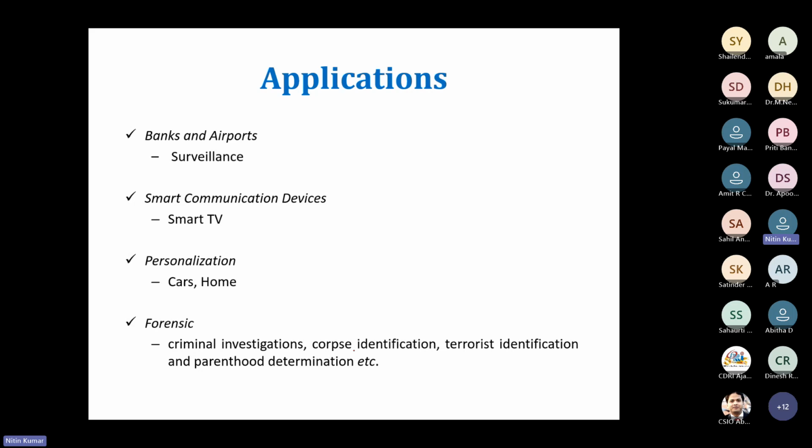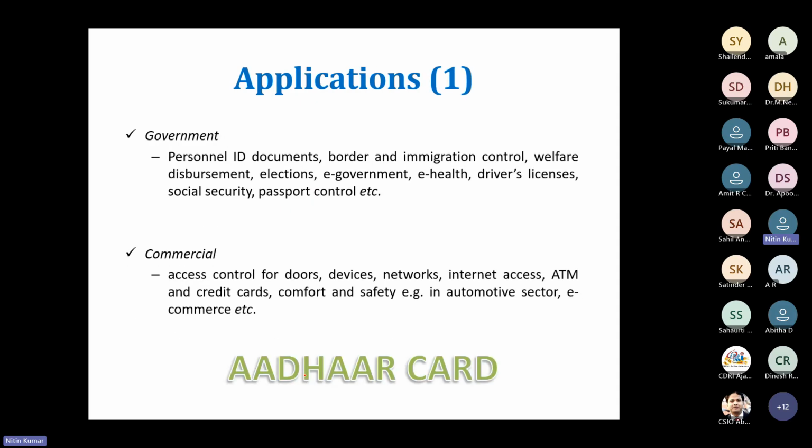That is possible if we have the data of all people, then we can identify who the person is. Terrorist identification also, and parenthood determination is another application. Government applications: a lot of applications nowadays you see everywhere, like personal ID documents, border and immigration control, welfare disbursements. We have e-government, e-health. A lot of applications nowadays.